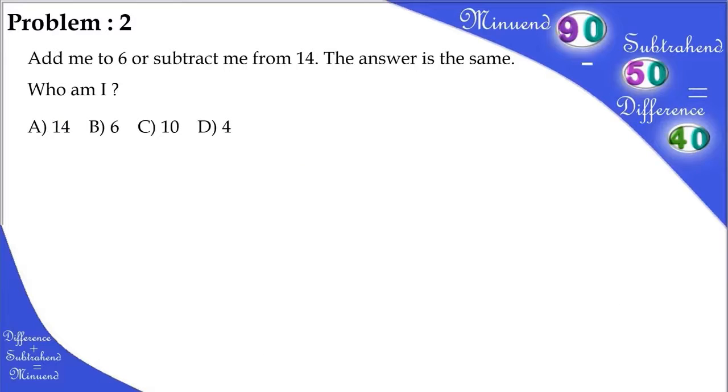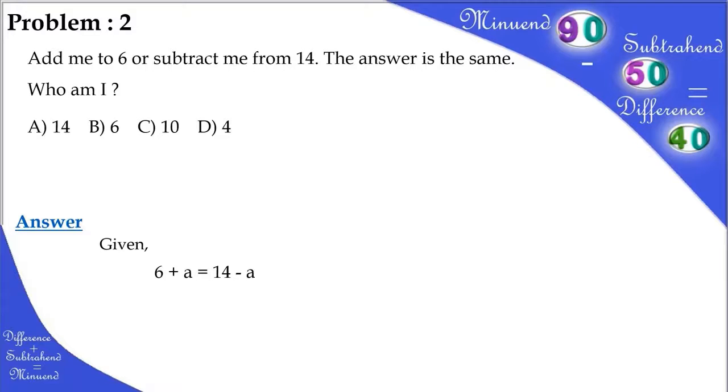Now problem number 2. Add me to 6 or subtract me from 14. The answer is the same. Who am I? Let us see the answer. We will consider the number to be A. They have given 6 plus A is equal to 14 minus A. We will go option by option.